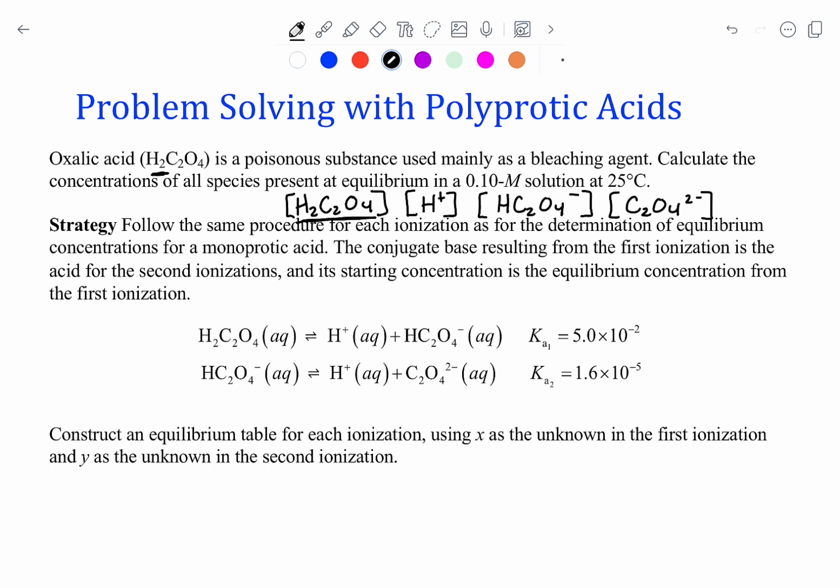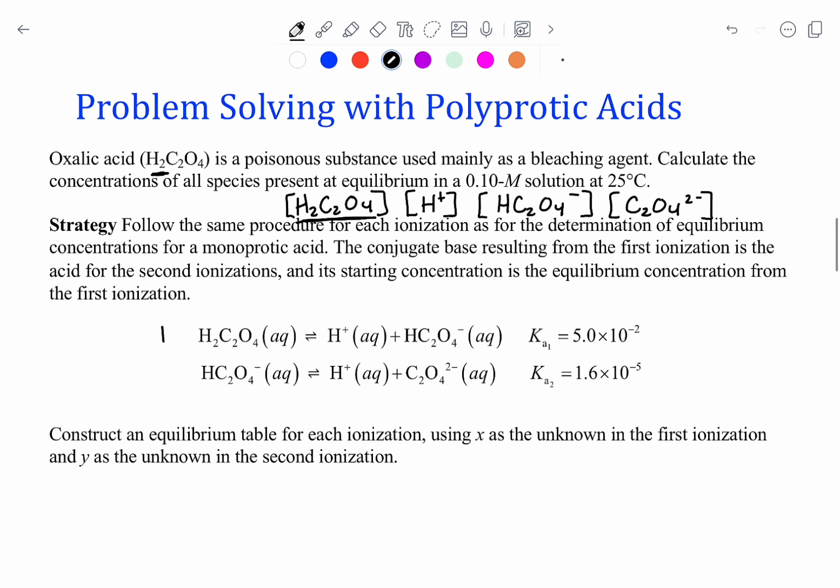Then the conjugate base resulting from the first ionization, so this guy here, is then the acid for the second ionization, and its starting concentration is the equilibrium concentration from the first ionization, which we'll get into what that means. So the first thing that you want to do whenever you're faced with these problems is to write out those ionizations. You know that you're either going to have 1, 2, or 3 ionizations going on, depending on what the acid is. So since oxalic acid is diprotic, we're going to have 2 different ionization expressions.